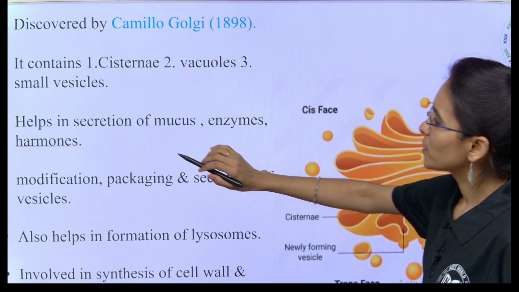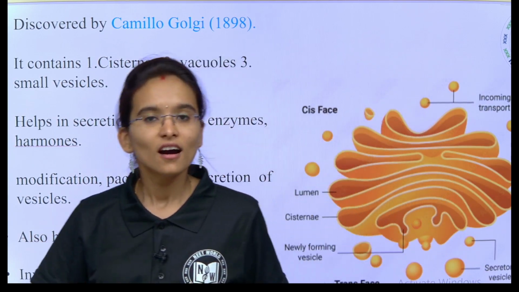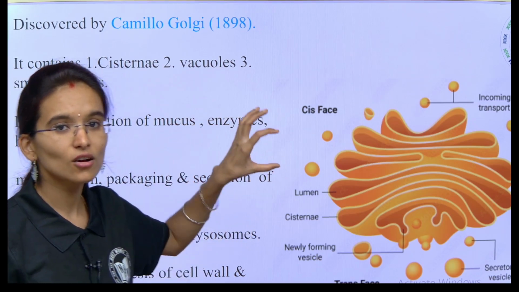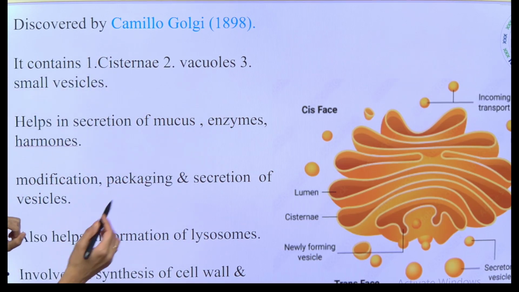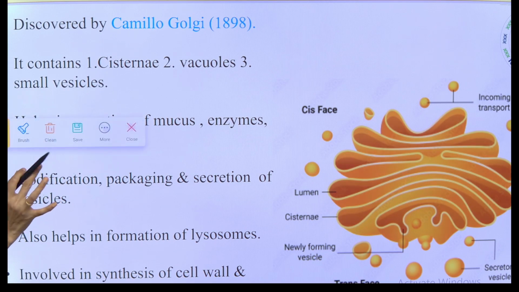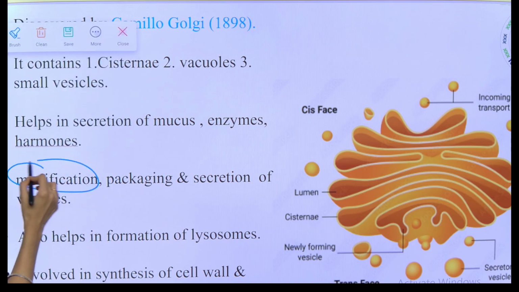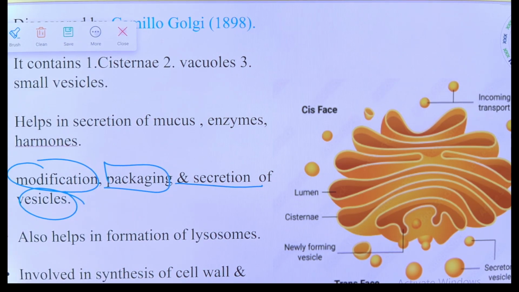They are going to help in the secretion of mucus, enzymes and hormones. As the proteins are made up of amino acids, they are also involved in creating some types of enzymes, and then they are involved in the modification, packaging and secretion. Clear, children? They are involved in three important types of functions which are called modification, packaging and secretion of vesicles.